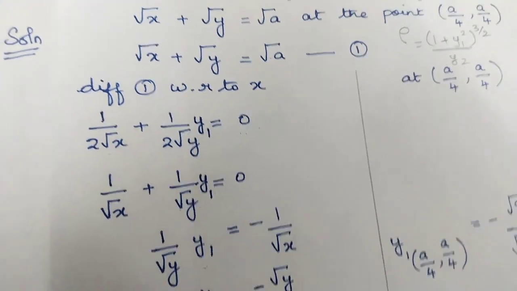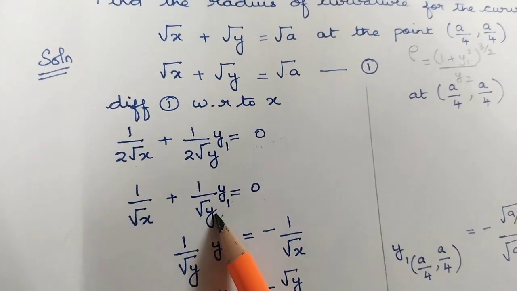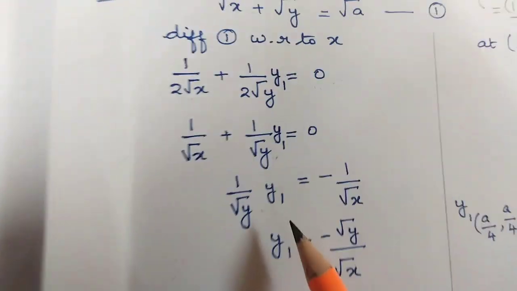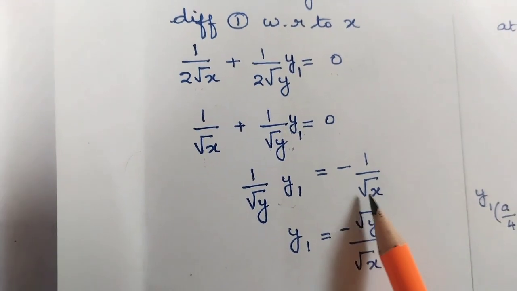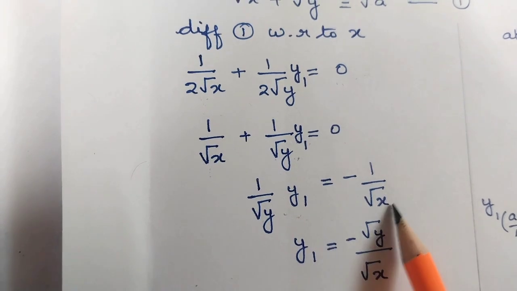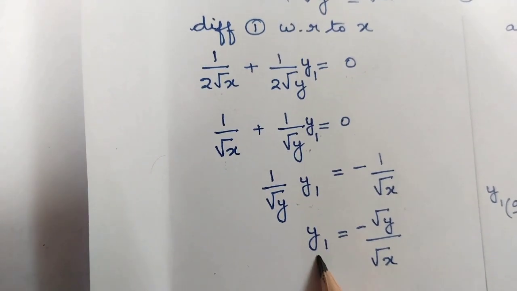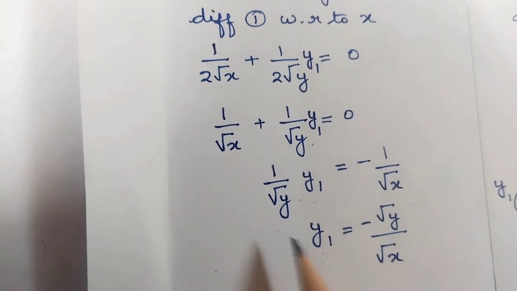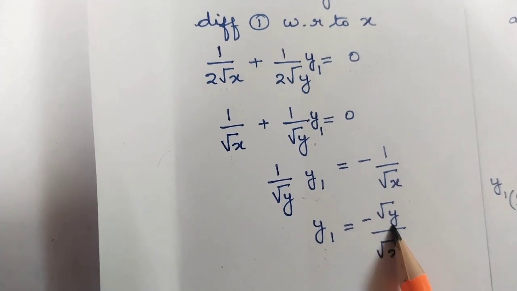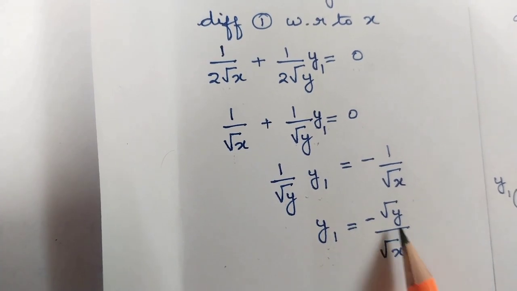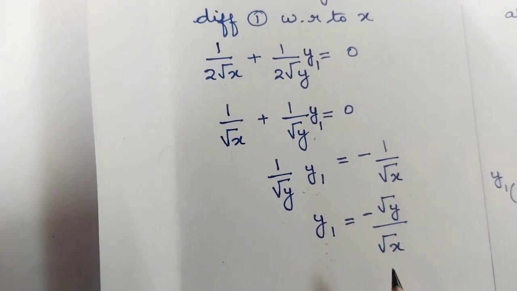Now since we need only y1, we will keep this term alone on the left hand side and take all this 1 by root x to the right hand side. When you are taking it to the right hand side, it becomes minus 1 by root x. So you need only y1, keep only y1 on this side and take this root y to the right hand side. When you are taking it to the right hand side, it will go to the numerator. So it will become y1 is equal to minus root y by root x. Now we have found the value.